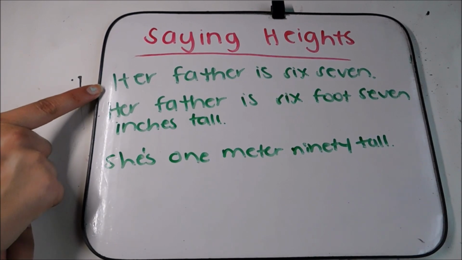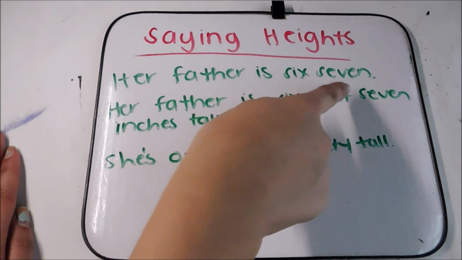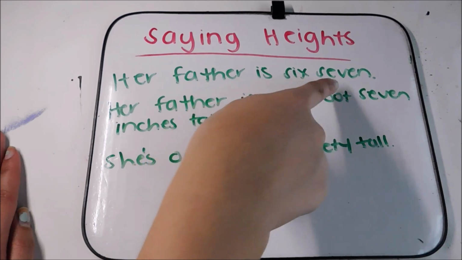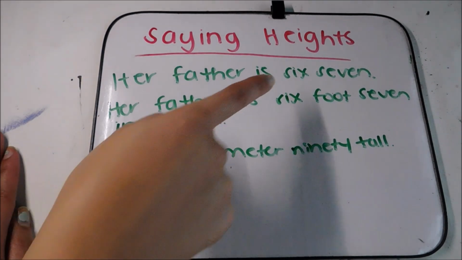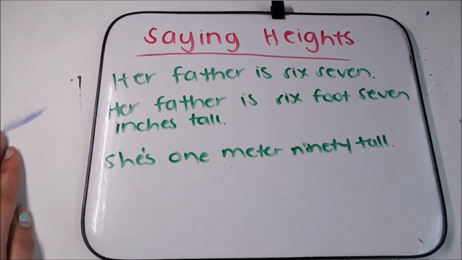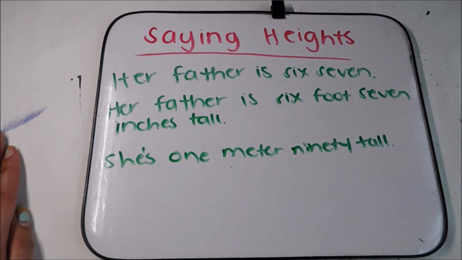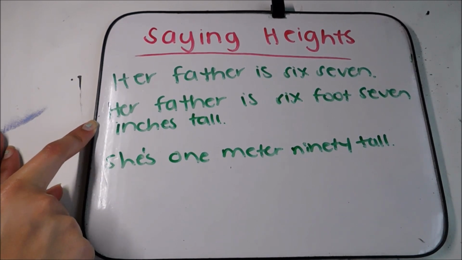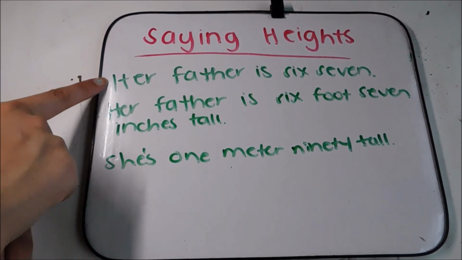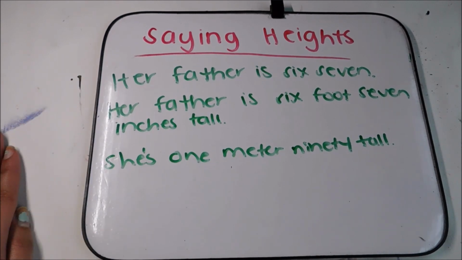So the way you can say it is, her father is 6'7". 6 is the feet, 7 is the inches. You don't have to specify. It's not necessary. If you're talking about height, people will know that's 6 feet, 7 inches. Or you can say it complete if you want to make sure. Her father is 6 foot, 7 inches tall. But this one and this one mean the same thing.